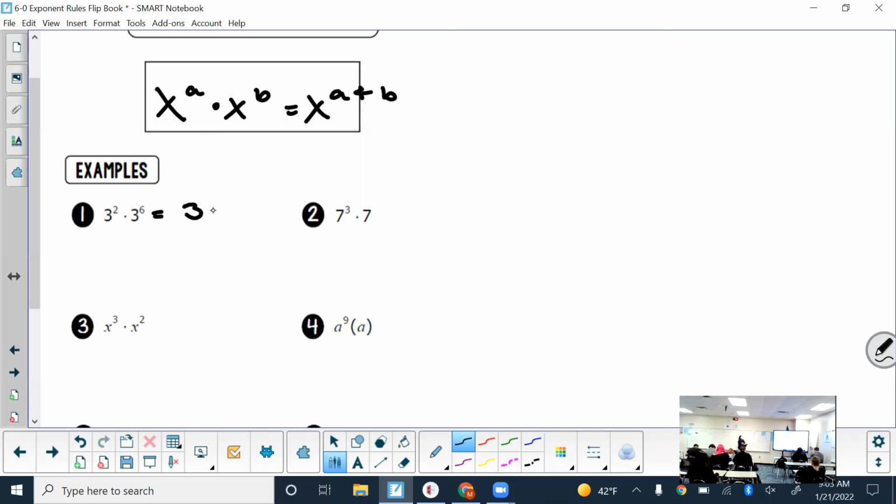And then because they have the same base, you can use this rule on the exponents. So what am I doing with the exponents? Adding them. So 3 to the 2 plus 6. Normally I don't write that every time, but understanding how we get the next one. So what's 2 plus 6? So my answer is 3 to the 8th power.